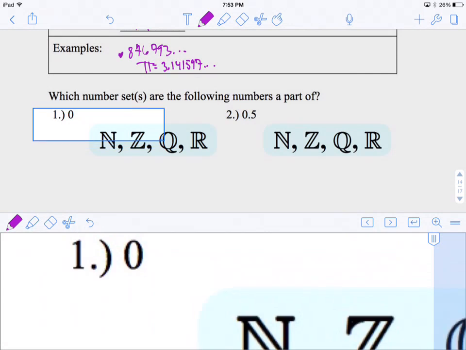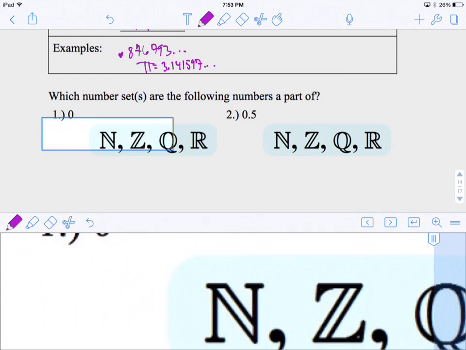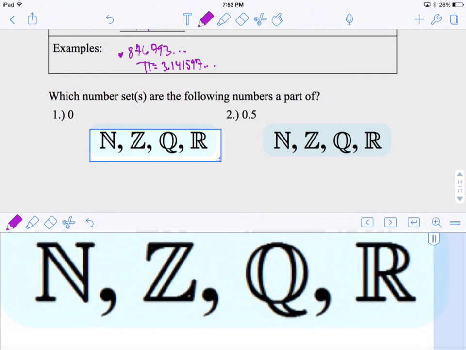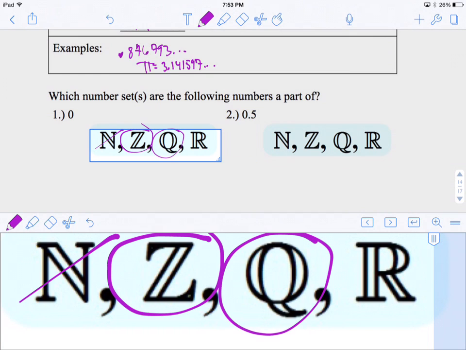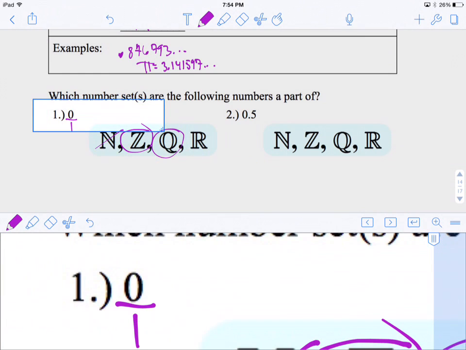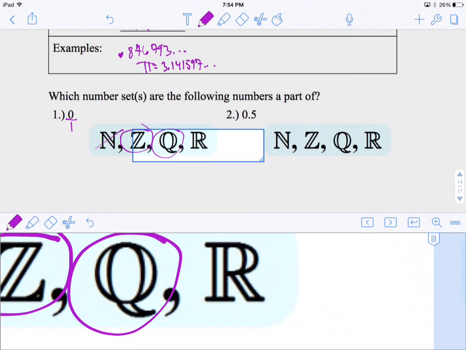So here's an example. We have the number 0. Which number set is it a part of? Is it part of the natural numbers? No, that one does not include 0, so it's not. Is it part of the integers, Z? It is, yes. So if it's part of the integers, it also has to be a part of the rational numbers, because you could write it as a fraction, right? 0 over 1. Is it a part of the real numbers? Yes, the real numbers are all the numbers we know.